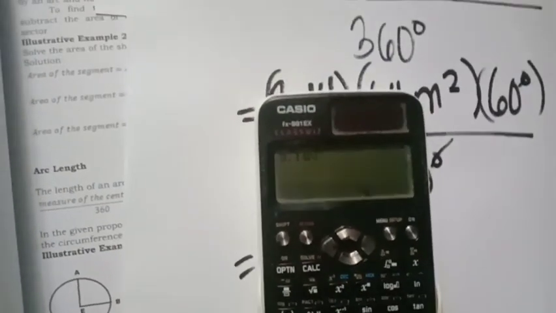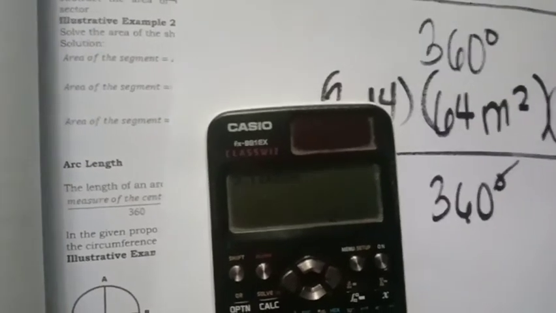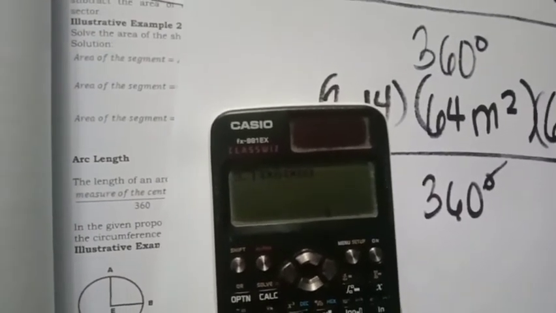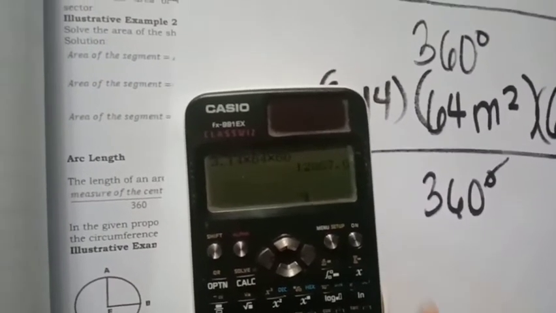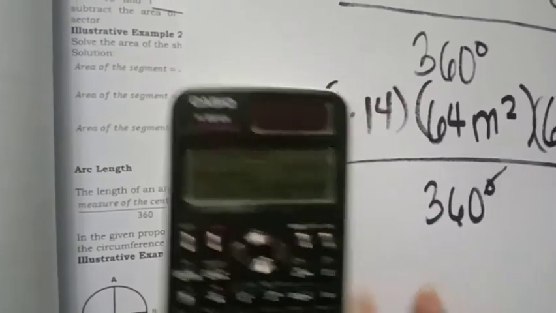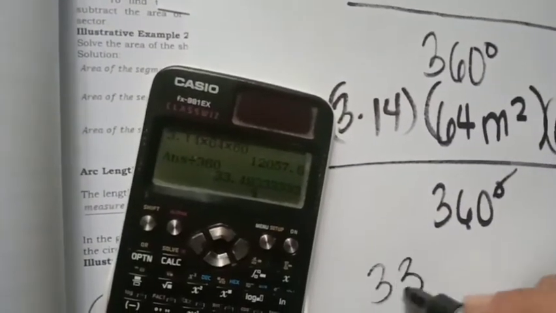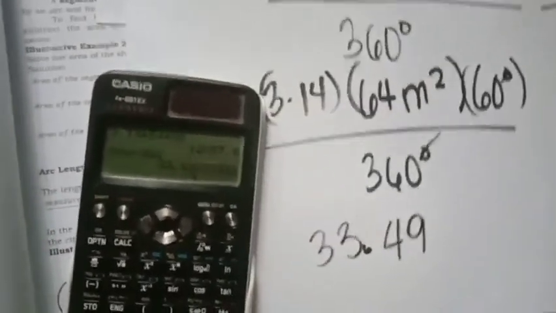3.14 times 64 times 60 equals to 12,057.6. Divide na natin siya by 360. So, that is 33.49. So, round off up to 2 decimal place.